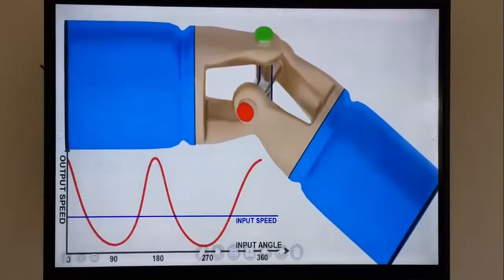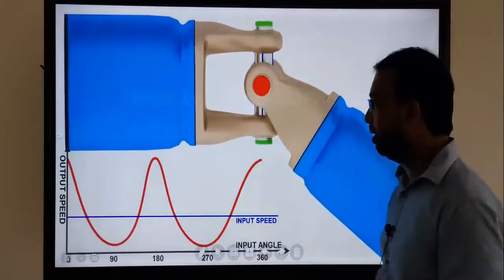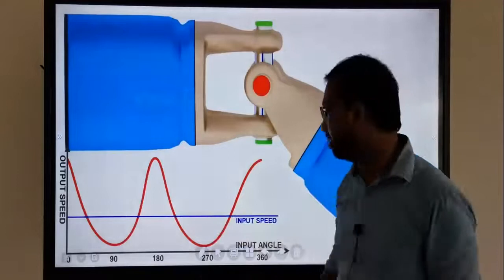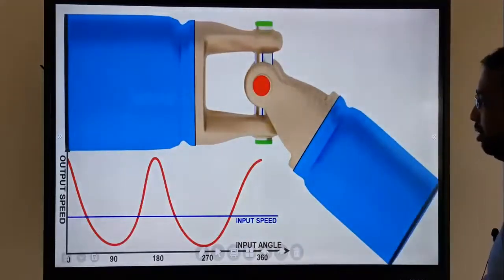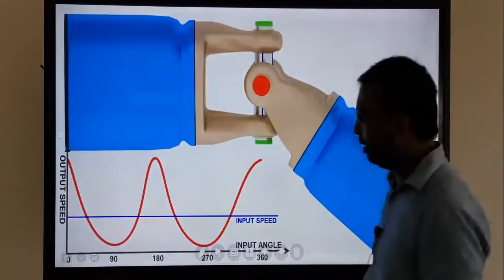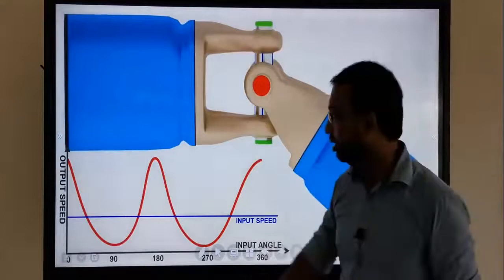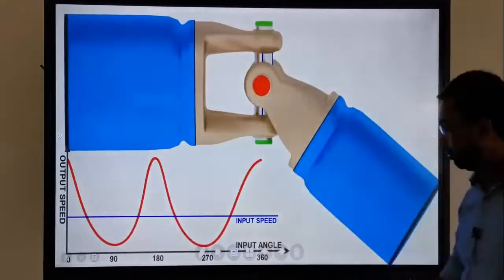So what happened to the input and output speed? The input speed is not changed. Okay, it's a constant value. But what happened to the output speed? It's an oscillation. It's going to increase and decrease and increase and decrease.